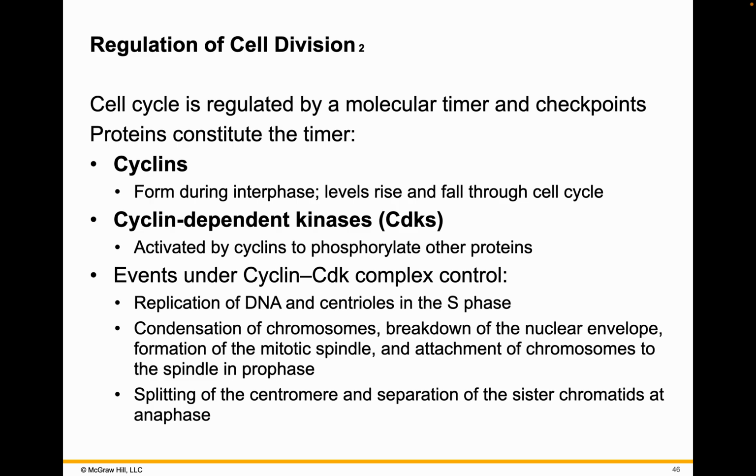So the cyclins are there. The cyclin-dependent kinases are formed, and cyclins activate the cyclin-dependent kinases, and they will turn on and off the enzymes needed to move to the next phase of mitosis. We have them at the replication of DNA in the centrioles, in the S phase, the condensation of chromosomes, breakdown of nuclear envelope, mitotic spindle, and splitting the centromere and separating the sister chromatids.